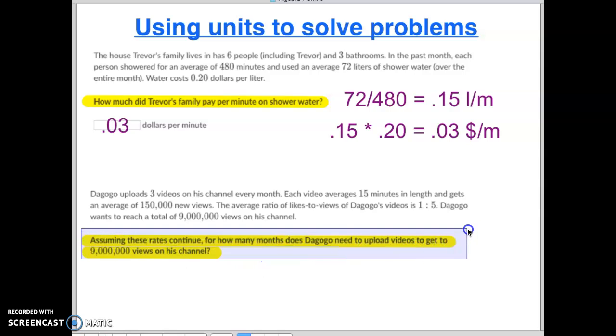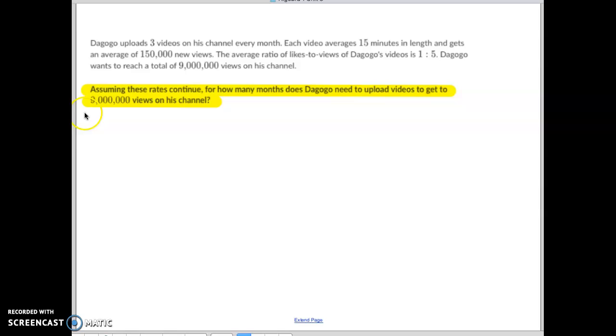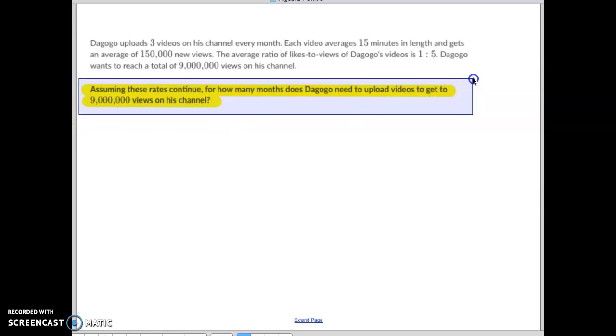So let's read this one first. Assuming these rates continue, for how many months, and actually I'm going to scroll up here so I can make this work. Assuming these rates continue, for how many months does Dagago need to upload videos to get 9 million views on his channel?